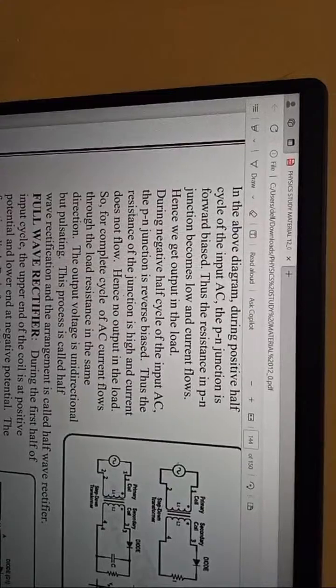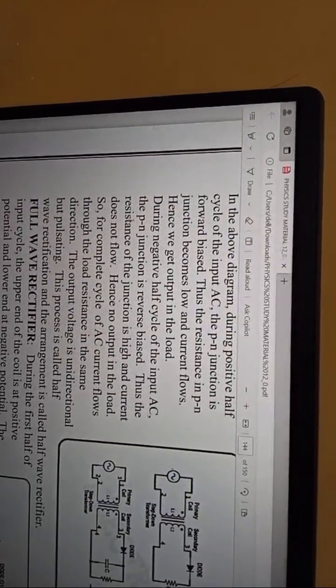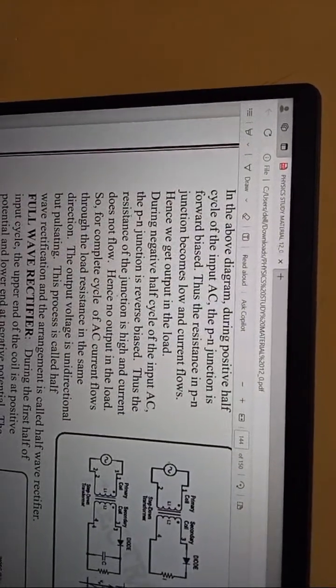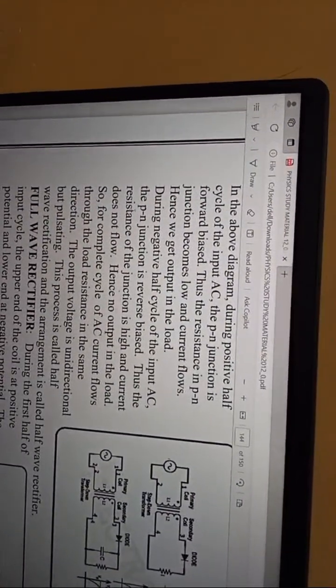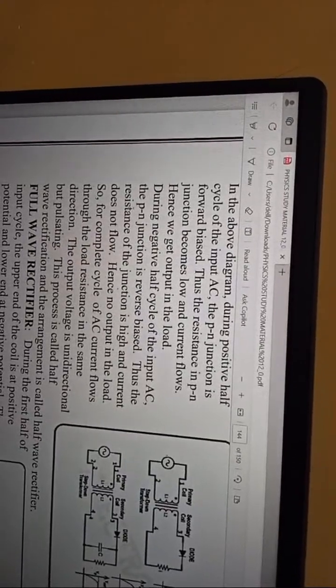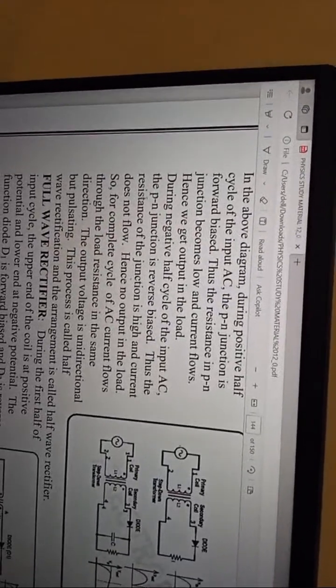So, for complete cycle of AC, current flows through the load resistance in the same direction. The output voltage is unidirectional but pulsating. This process is called half wave rectification and the arrangement is called half wave rectifier.